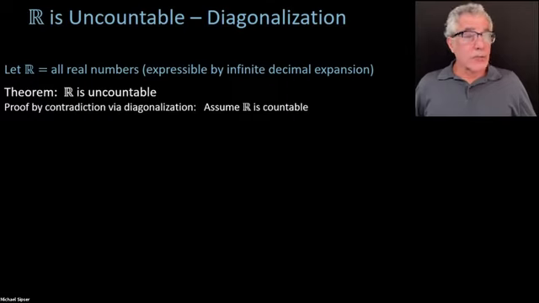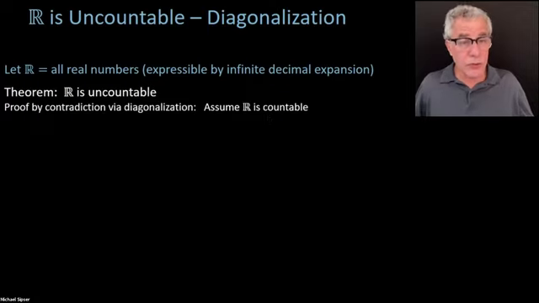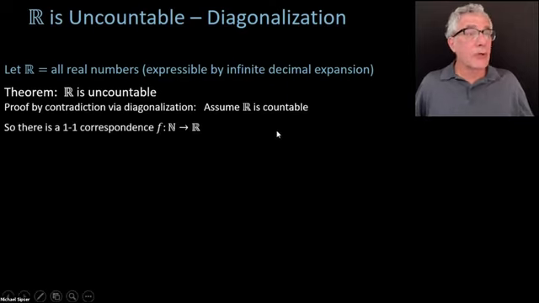Okay, that's what we're going to use later on again, but this is the first time it appeared. So we're going to use a proof by contradiction in order to show that R, the collection of real numbers, is uncountable. And we'll assume for contradiction that R is countable. So if we assume that R is countable, it means we have, by definition, a one-to-one correspondence from the natural numbers to the real numbers.